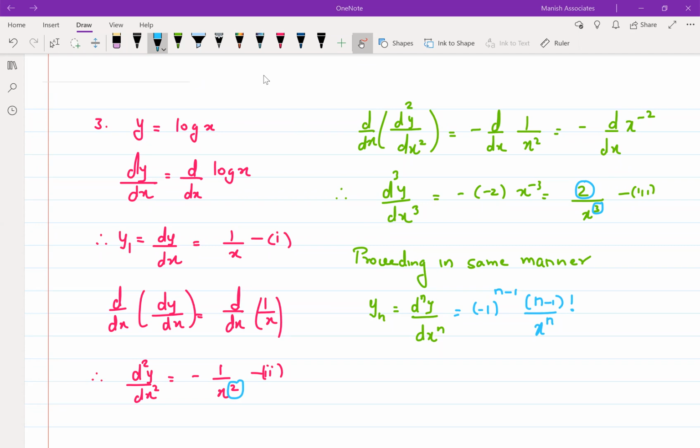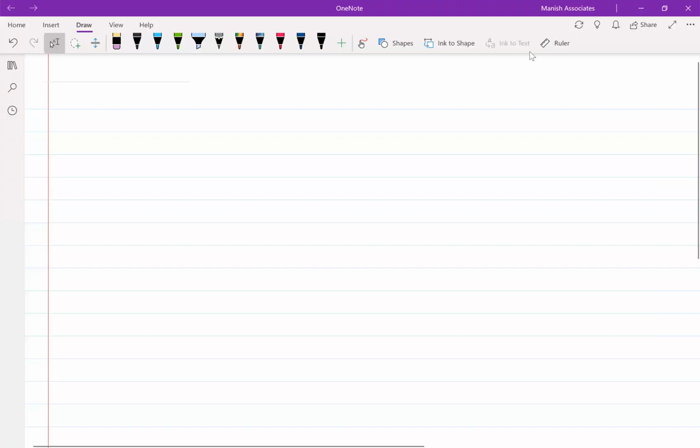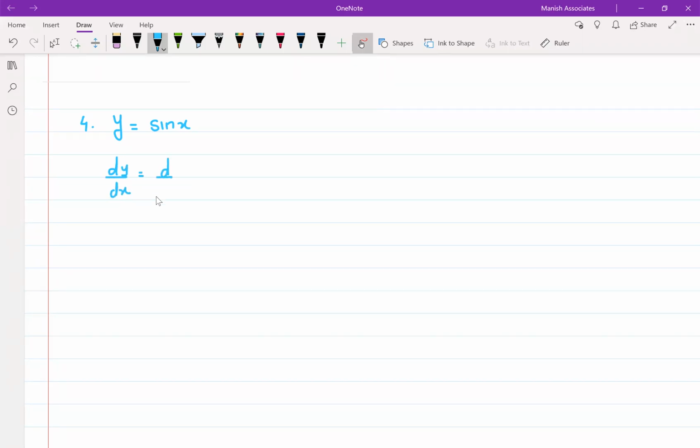If you have followed it, you can start making note of it. Let's start with the next function. Let's try to find the nth order derivative of the next function. And your next function is y equal to sine x. I said your next function is y equals to sine x. Okay, now let me find the first order derivative. So dy by dx is going to be equal to d by dx of sine x, correct?